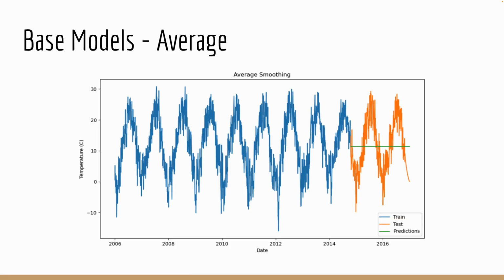So we'll go over the average. For the average smoothing, as you would expect, you can see that there's just one straight line, which makes sense because it's taking the average, and every year weather data shouldn't drastically change the range itself.